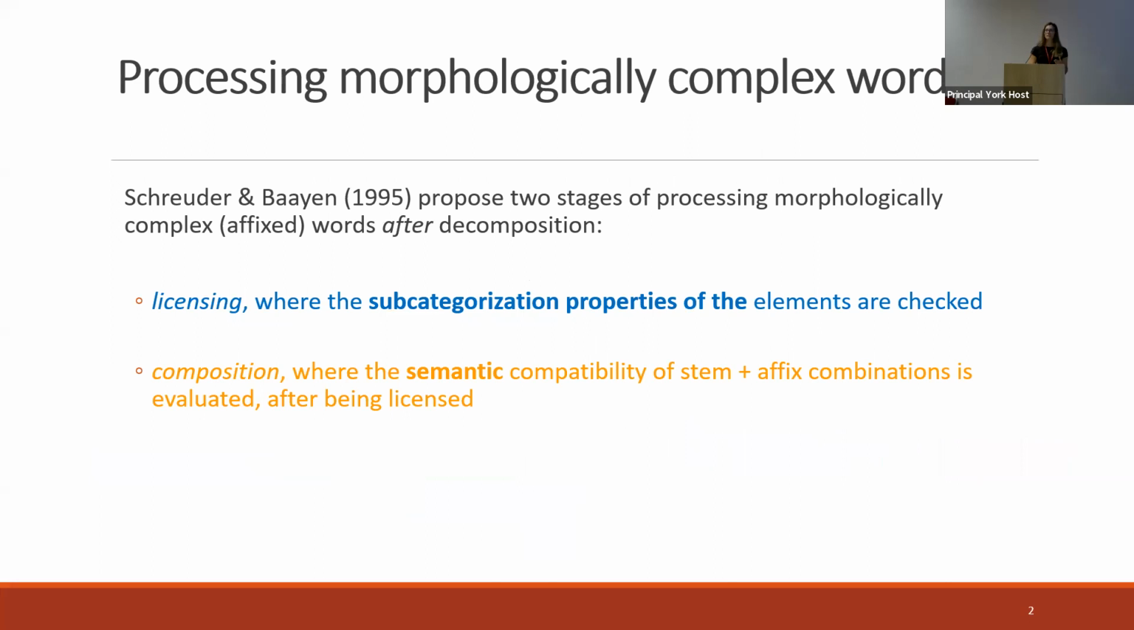So the important theoretical assumption that we will be relying on in this talk has to do with processing morphologically complex words, and more specifically, what happens after we decompose them. It has been proposed in a model from 1995 that after we decompose a complex affixed word, there are two stages that we go through. One is the licensing stage, where we first check the subcategorization properties of the stem and affix and see whether they can be combined together. And then, once licensed, the semantic compatibility of these stem plus affix combinations is evaluated in another stage called composition, or semantic composition.